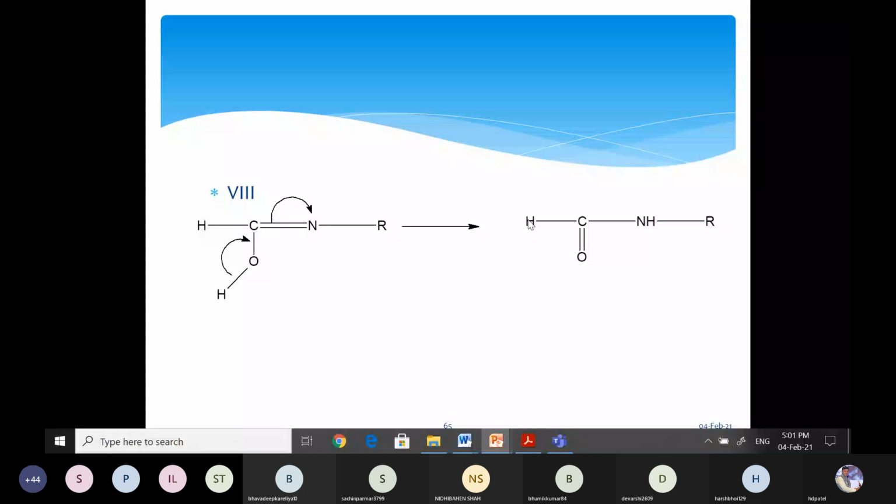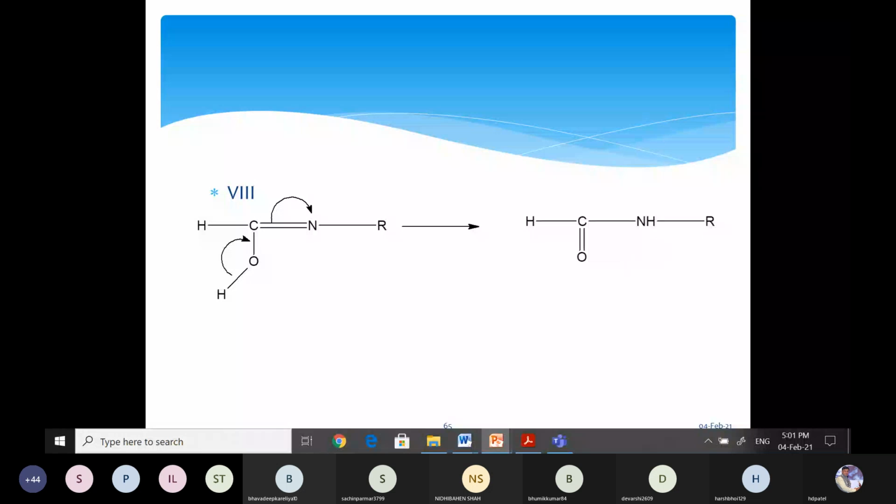Why is it a formyl? Because the general formula of formaldehyde is HCHO. From HCHO, if one hydrogen is replaced by some group, here hydrogen is replaced by an amine, so that's why it is known as an N-formyl derivative. So the N-formyl derivative will form.